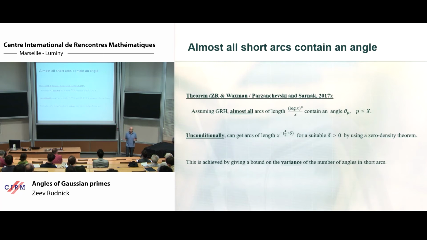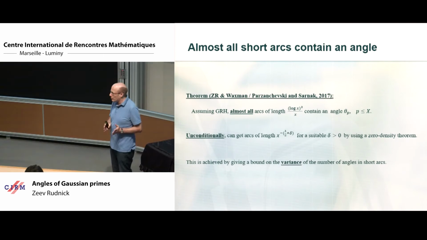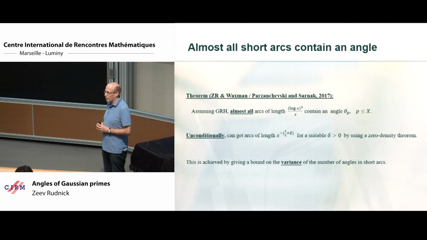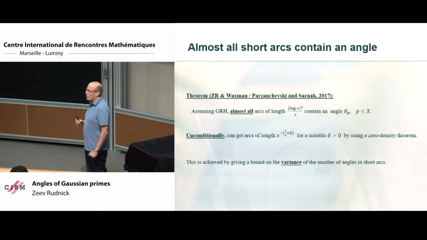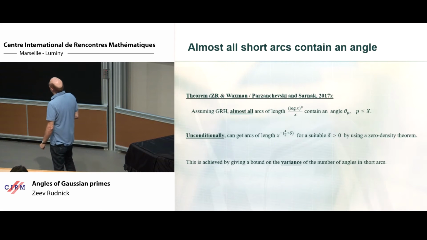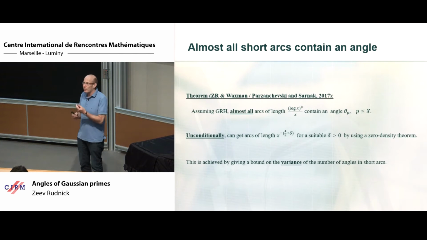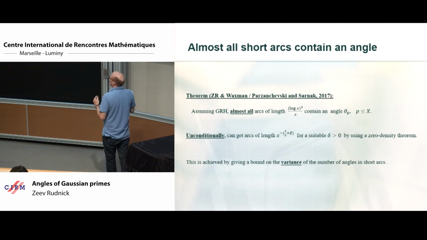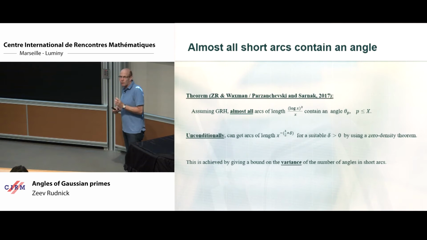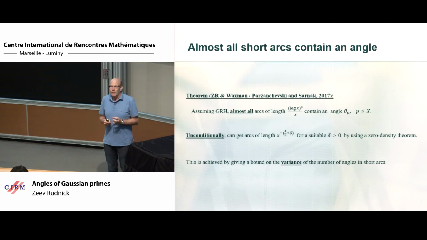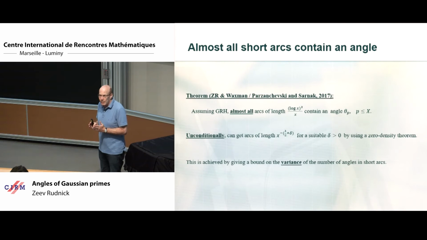But if you give up on individual results and go to almost all kind of results, then you can actually get at the truth in this theory of primes. So you can ask this question here. What happens if you look at Gaussian angles in short arcs, but not in every short arc, but in almost every short arc? And then the answer is that if you assume the Riemann hypothesis, then almost all short arcs, as short as possible, essentially, will contain the right number of Gaussian angles.